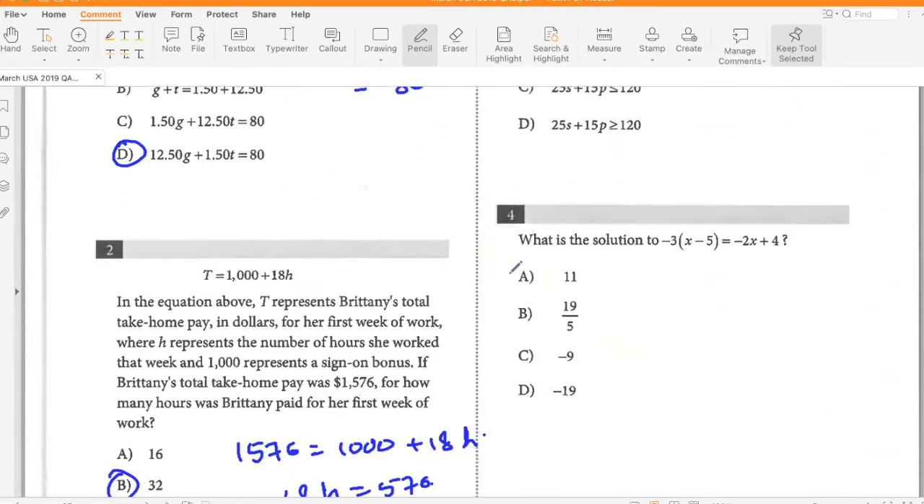What is the solution to this equation? So minus 3x plus 15 is minus 2x plus 4. So minus x is minus 11. So x is 11.